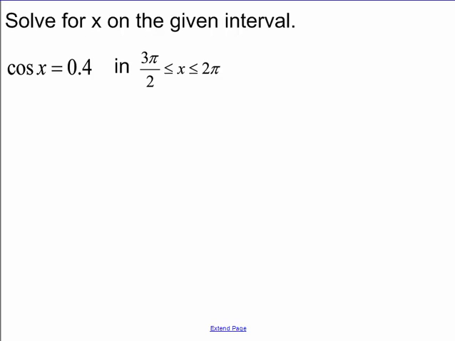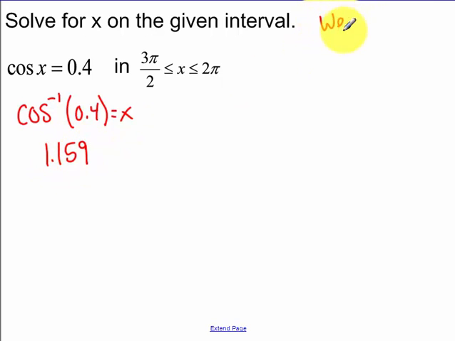Okay, our next example. So here we need to solve for x. So we do our inverse cosine of 0.4 is equal to x. We're going to be working with radians, so when I type this in my calculator, make sure you're in radian mode. Okay, so I get this from my calculator.